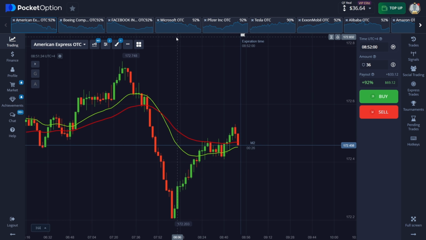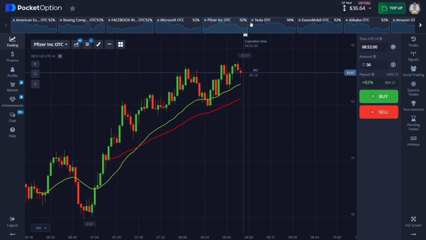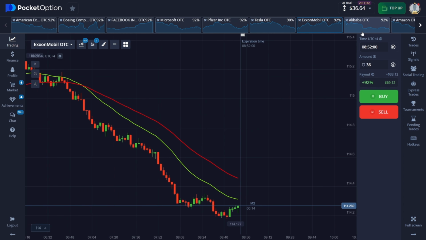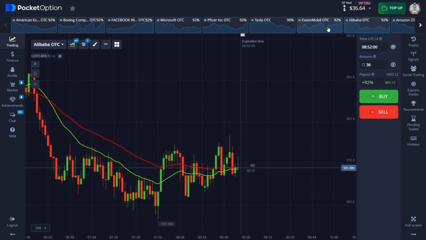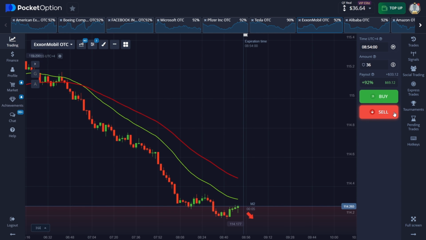I found one on American Express. If this candle closes above the 25 EMA, we'll try it. However, the candle broke the EMA 25, so we'll avoid that trade as well. Let's find another trade. I looked at ExxonMobil OTC and I am waiting for the candle to close. If this candle closes as a green candle, we can take the trade.